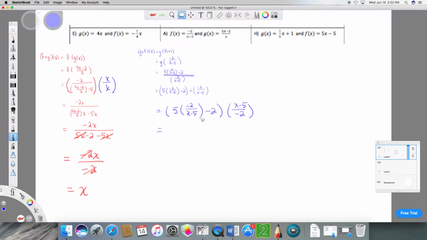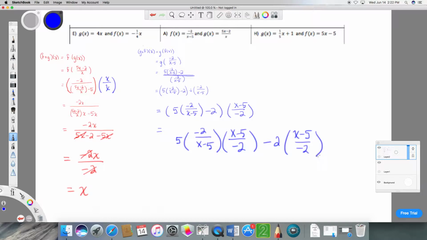So in this binomial, this first term is getting pretty complicated now, because within that first term, I now have 3 factors. I have 5 times negative 2 over x minus 5, and it gets multiplied by this x minus 5 over negative 2. And in this second term, this 2 gets multiplied by this factor x minus 5 over negative 2. That's what it is to distribute this multiplication over this subtraction. Both of these terms get multiplied by that factor.